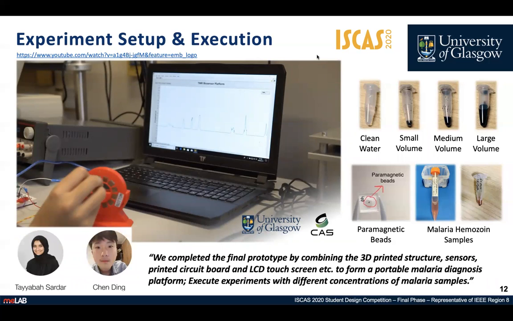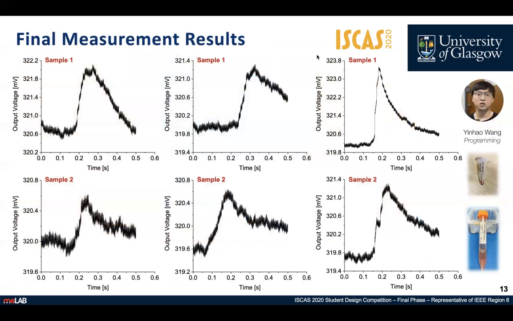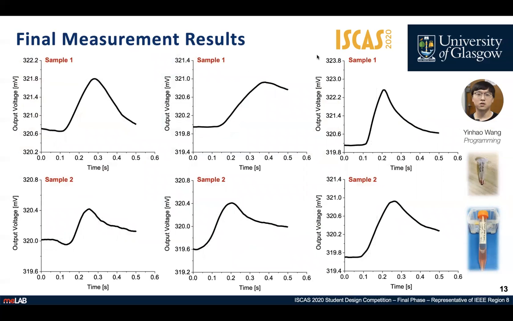We completed the final prototype by combining the 3D printed structure, sensors, printed circuit board, and LCD touchscreen, etc., to form a portable malaria diagnosis platform, and executed experiments with different concentrations of malaria samples. The final measurement results show the sample results, and after the low pass filter, we can get the smooth result. This is done by Yinghao Wang. As you can see, this is the smooth result.